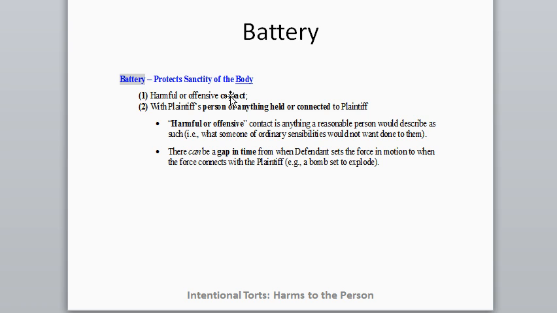So look to battery anytime you see some sort of injury to a person or damage or anything that's unwanted. And it can be a slight touch. It doesn't have to be something huge.